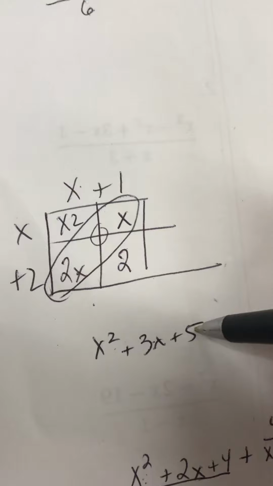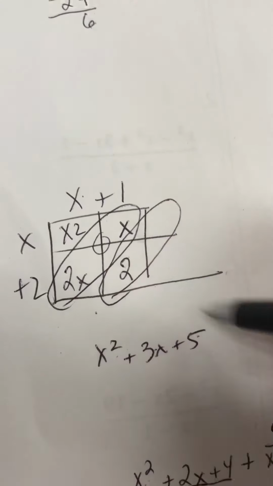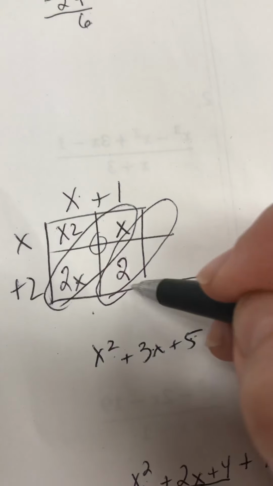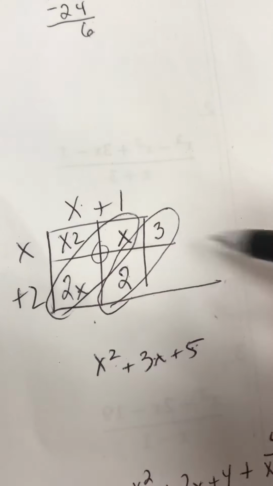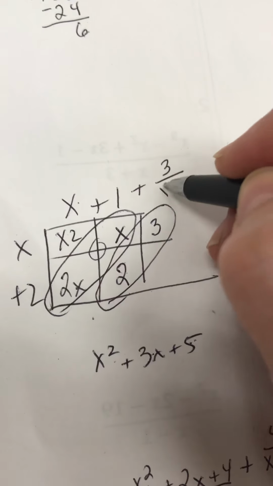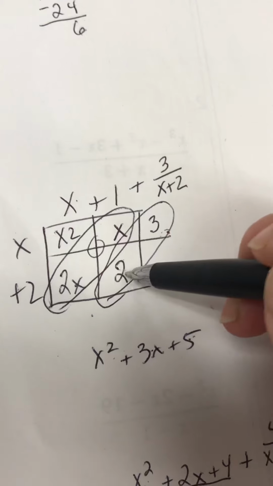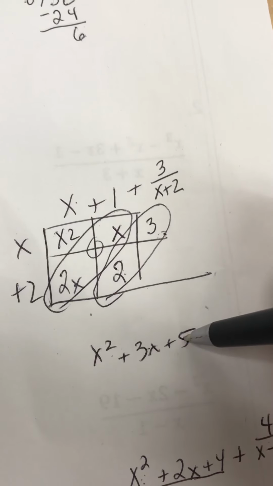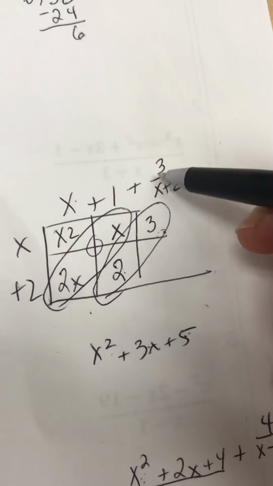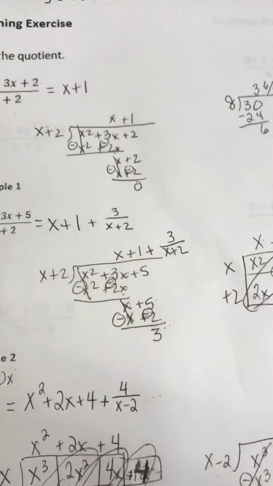But this 2 does not equal this 5. So this diagonal needs to equal 5. So 5 minus 2 is 3. So that means I need a plus 3 over x plus 2. Whatever this final number is, when this doesn't match that last constant term, you just put it over the divisor. Okay, that's the only difference.